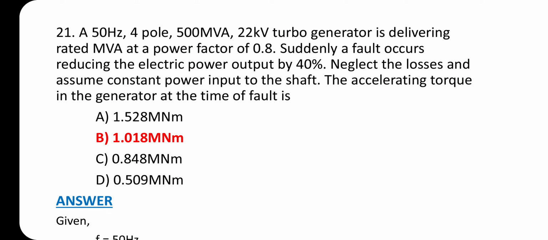21. A 50 Hz, 4-pole, 500 MVA, 22 kV turbo generator is delivering rated MVA at a power factor of 0.8. Suddenly a fault occurs, reducing the electric power output by 40%. Neglect the losses and assume constant power input to the shaft. The accelerating torque in the generator at the time of fault is: answer is option B, 1.018 mega newton meter.